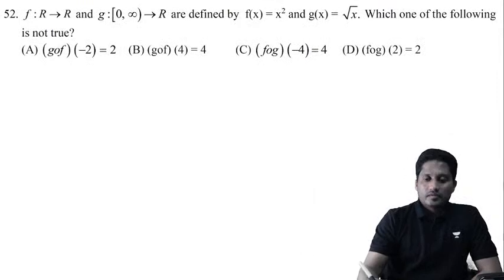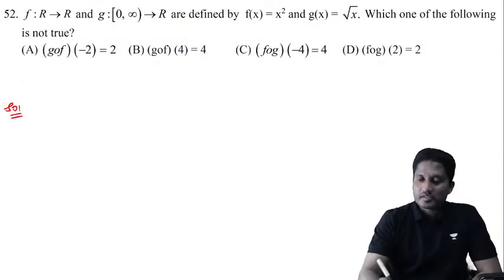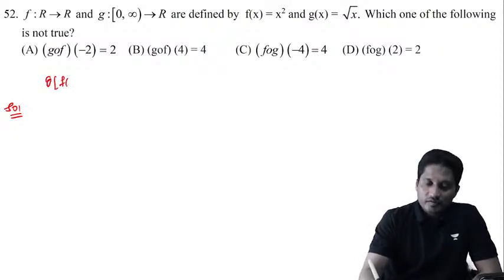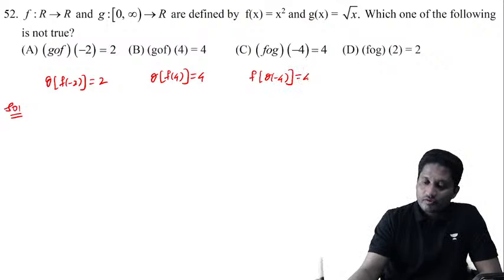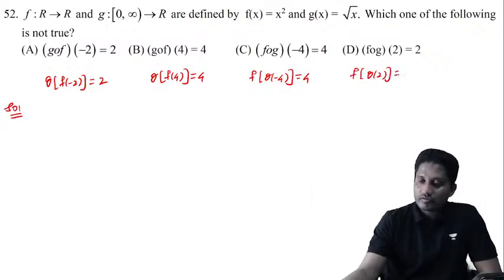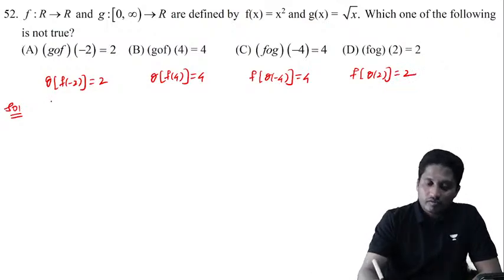Okay, question number 52. Even this question is repeated. It is there in the previous year papers. Which of the following is not true? G circle f of minus 2 is equal to 2. Again, g of f of 4 is equal to 4. F of g of minus 4 is equal to 4. And f of g of 2 is equal to 2. I should check which of the following is not true.